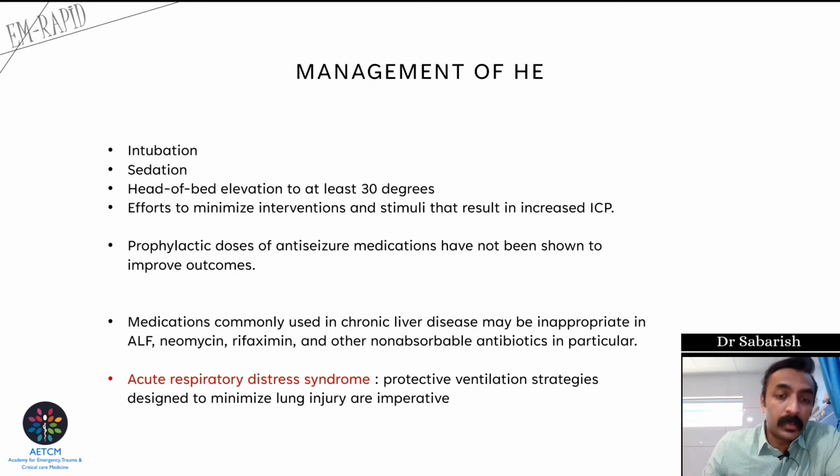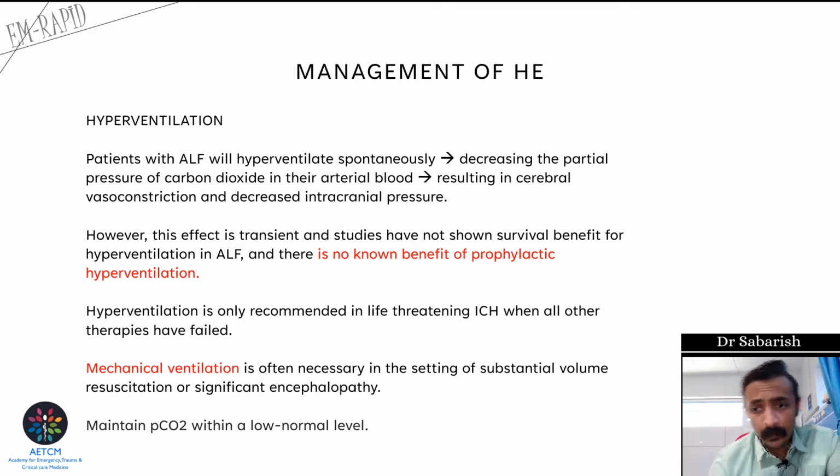And if the patient develops acute respiratory distress syndrome, of course, traditional ARDS ventilation strategies need to be followed. Another key thing is hyperventilation. We would all have noticed that patients with acute liver failure often present with spontaneous hyperventilation, and this in turn might decrease the partial pressure of carbon dioxide in arterial blood, leading to cerebral vasoconstriction, which might benefit by decreasing the intracranial pressure.